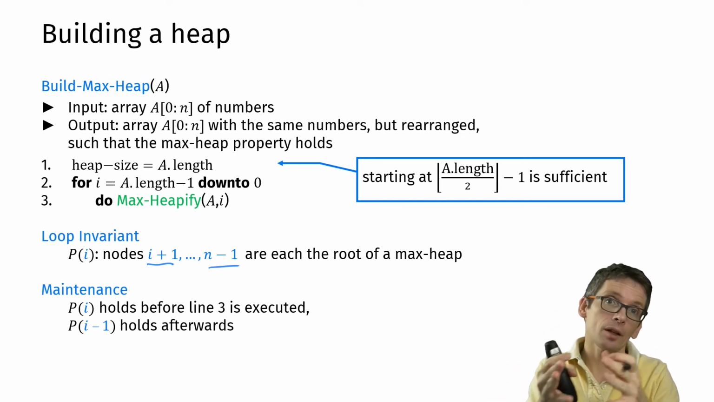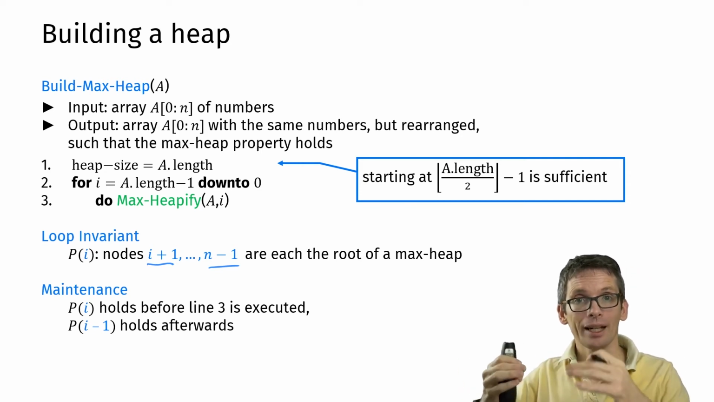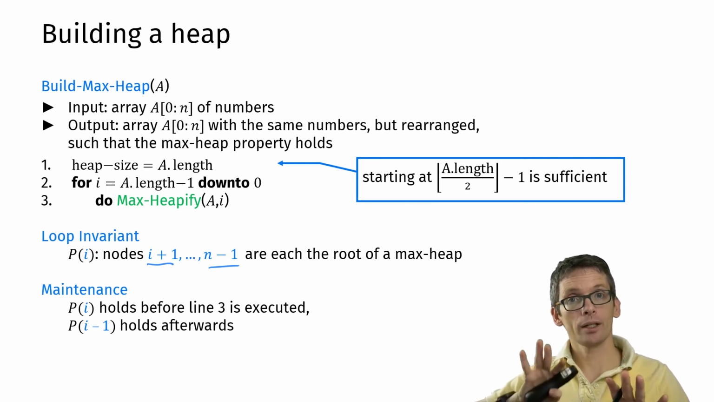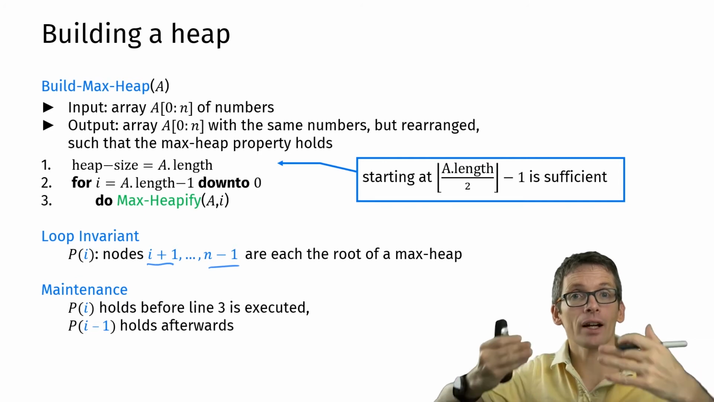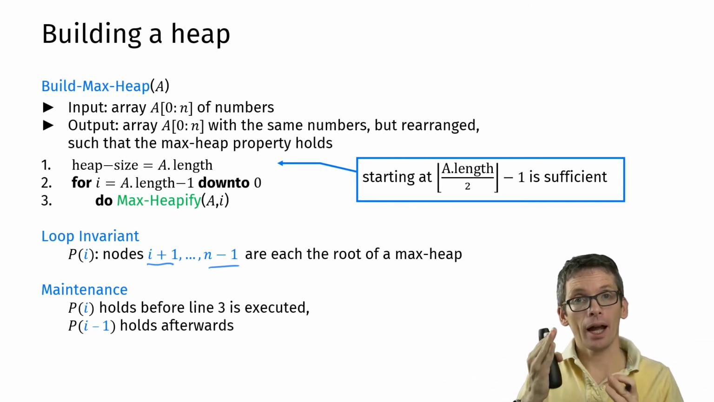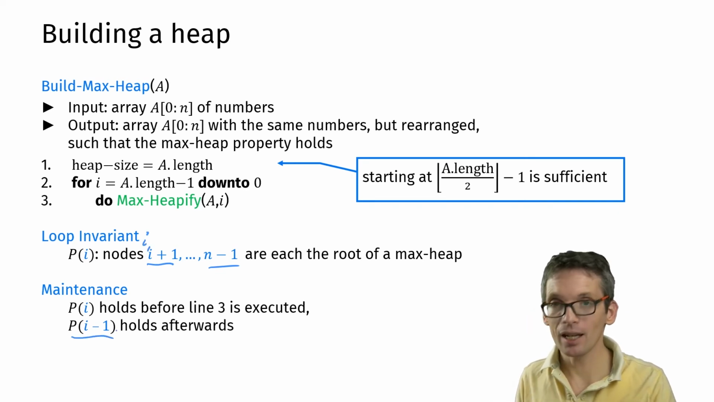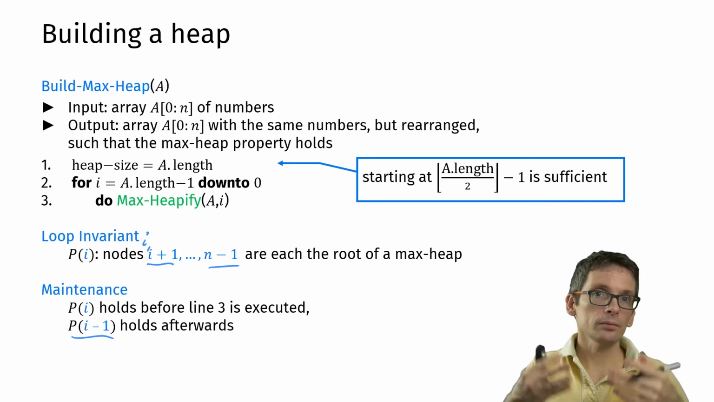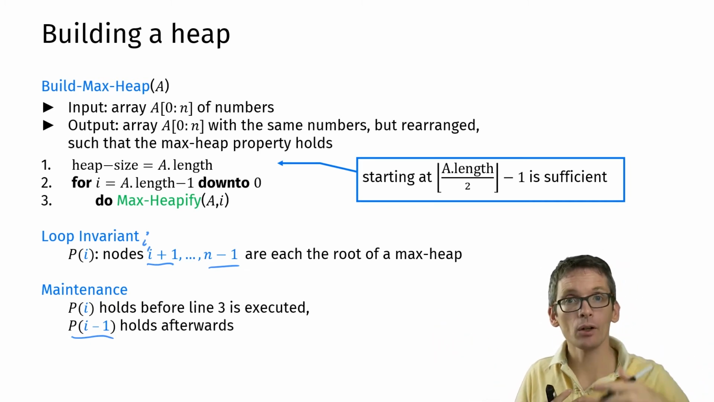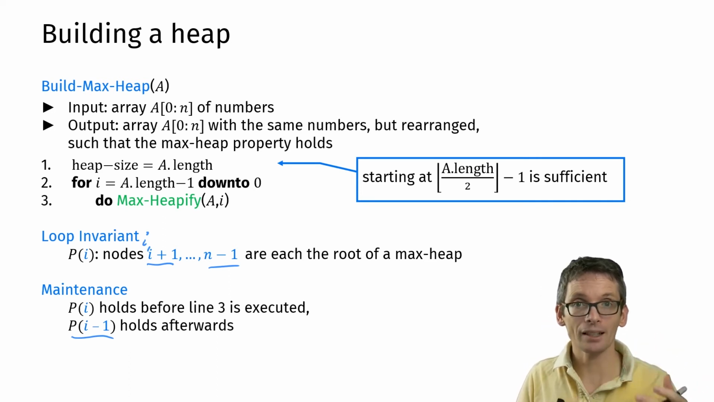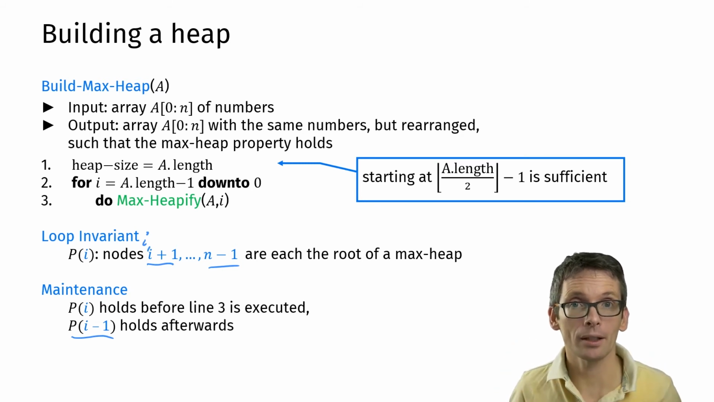Because for everything beyond I, I already have max heaps, I can call Max-Heapify on I, because what I need is that the two subtrees at left I and right I are max heaps. Then Max-Heapify on I gives me a max heap at position I. So then I also have it for I here, meaning that pi minus 1 holds. And that's it. So at termination, every node is a root of a max heap, in particular the root node, which means that we overall have a max heap.